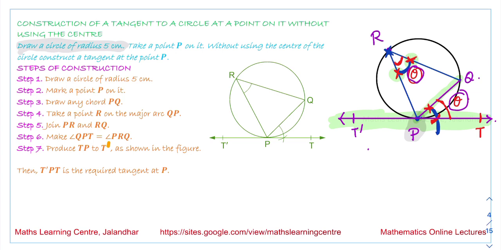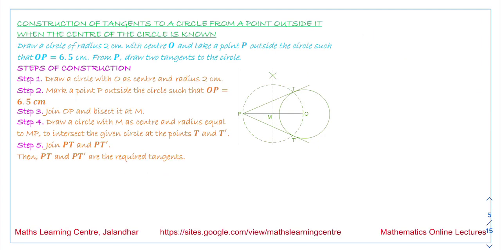Now the next construction: we have to construct the tangents to a circle from a point outside it when the center of the circle is known. The problem is given over here. We have to draw a circle of radius 2 centimeter with the center known. We have to take a point P, which is outside the circle, such that OP is equal to 6.5 centimeter, and we have to draw 2 tangents from the point P to this circle.